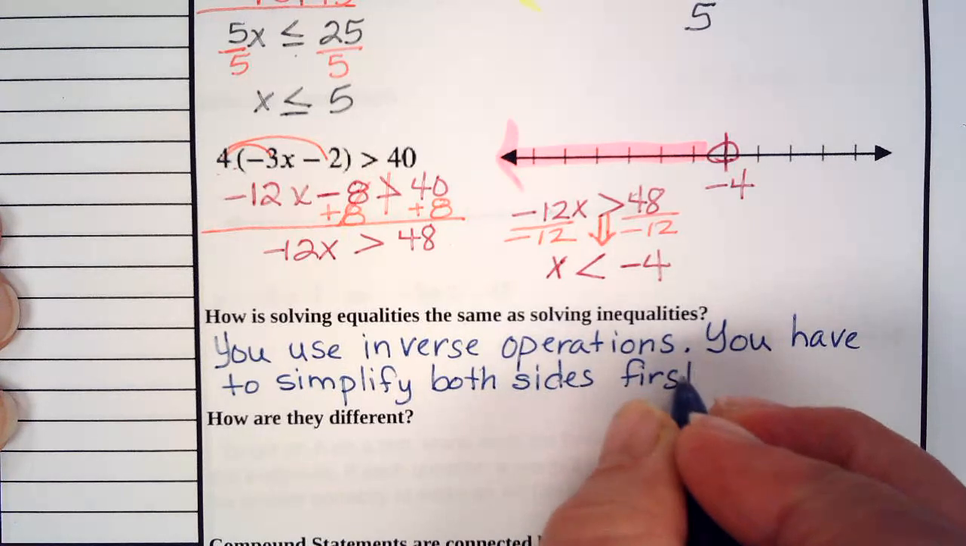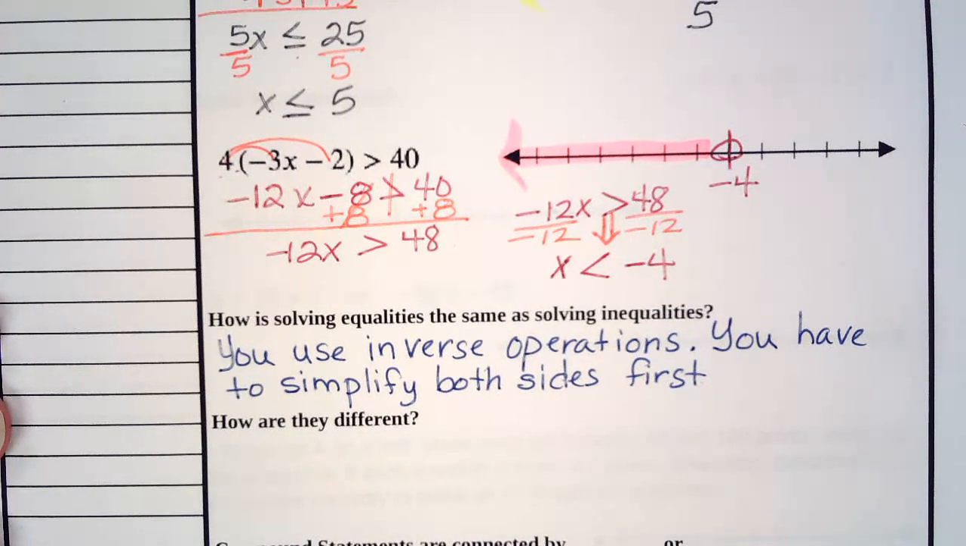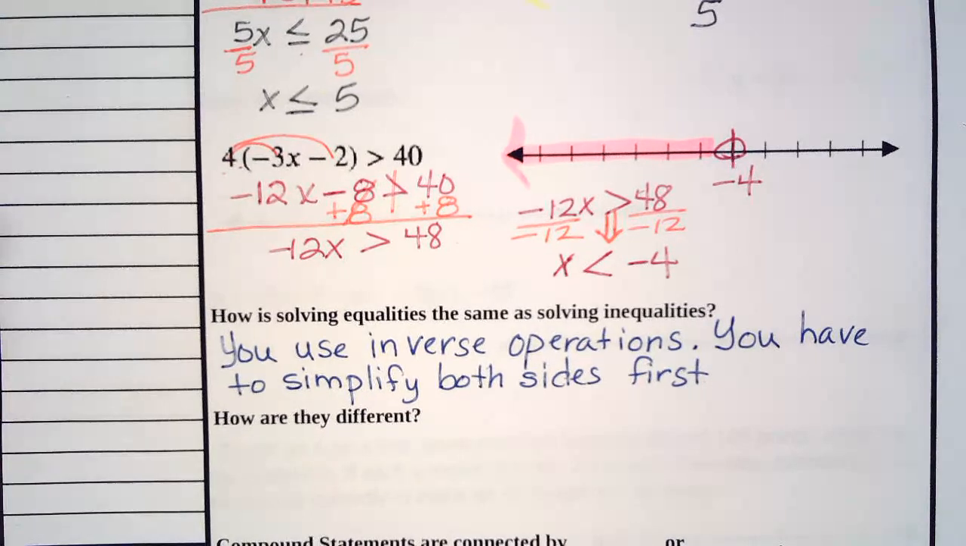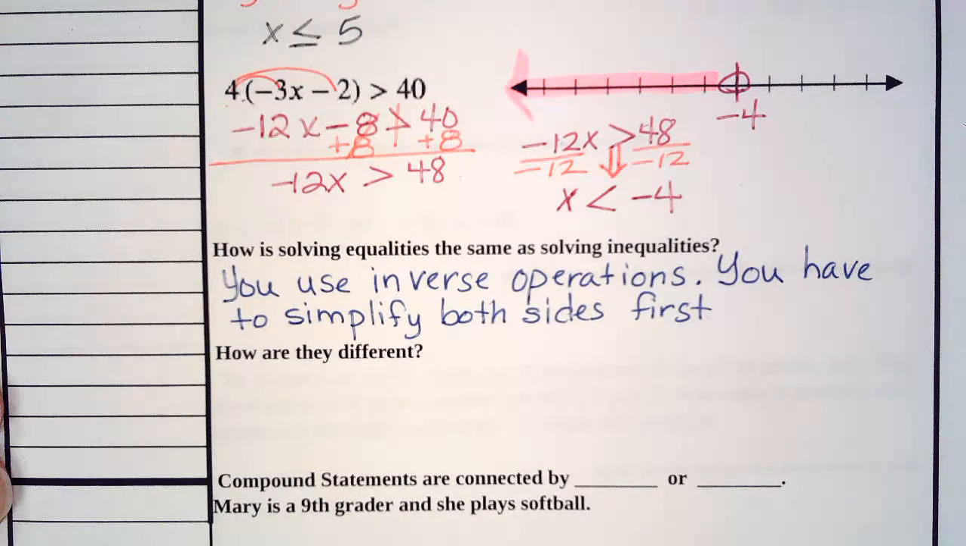Okay. Now, when I learned to do them, other than the symbol, they to me were pretty much the same. But there is one major difference. What is that major difference? Well, the major difference is if you multiply or divide by a negative number, then your symbol will switch around.